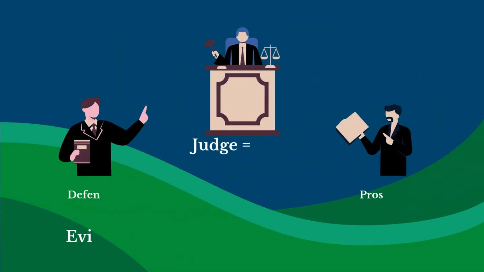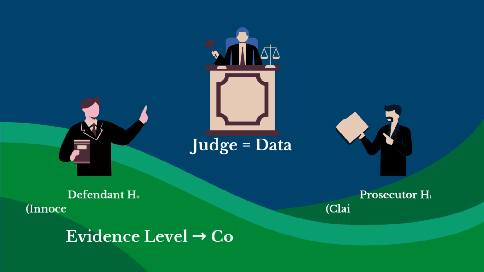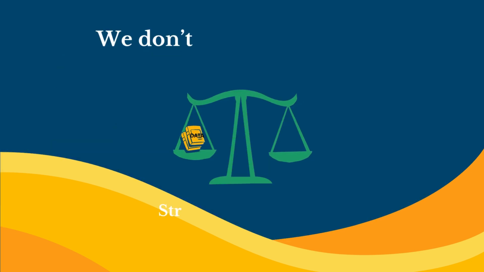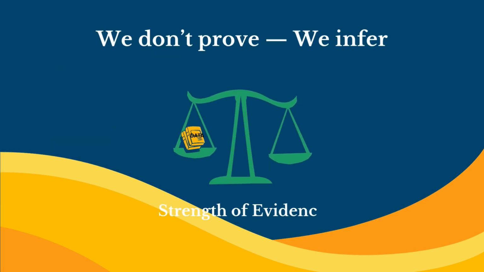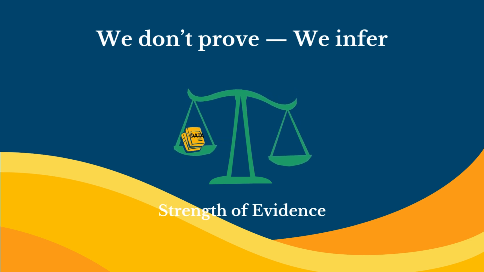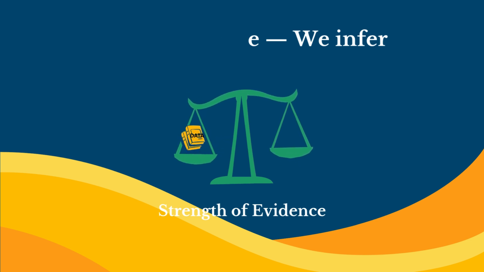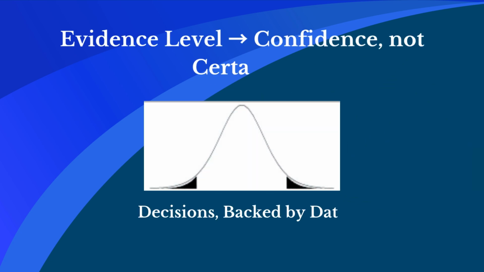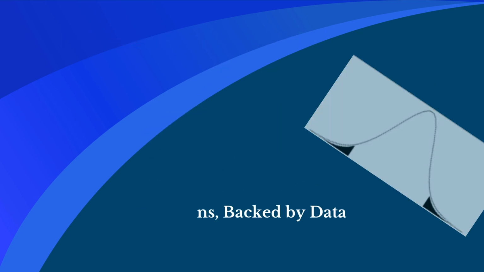Think of it like a courtroom. The null hypothesis is the defendant, assumed innocent until proven guilty. The alternative hypothesis is the prosecution, presenting evidence to challenge that assumption. Our goal is not to prove the null hypothesis false with absolute certainty. Instead, we use data to judge whether the evidence is strong enough to doubt it. In other words, hypothesis testing doesn't give us proof, it gives us probability based confidence.